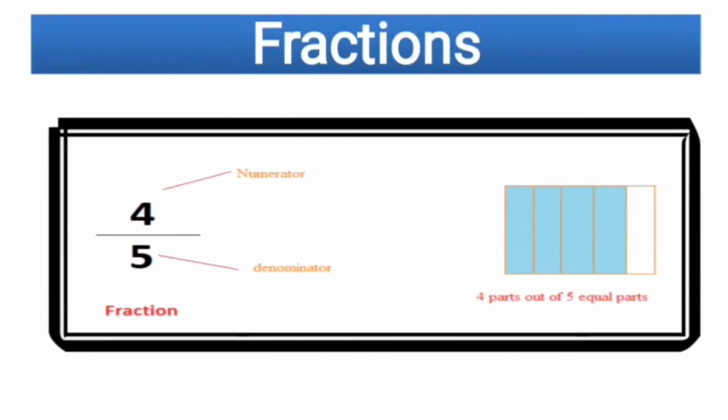Here we have 5 equal parts. Out of that we consider 4 parts. So it is represented as 4 out of 5, 4 divided by 5. Here 4 is numerator and 5 is denominator. This representation is known as fraction. Upper part is always numerator and lower one is denominator.